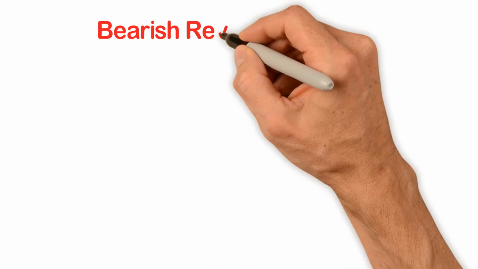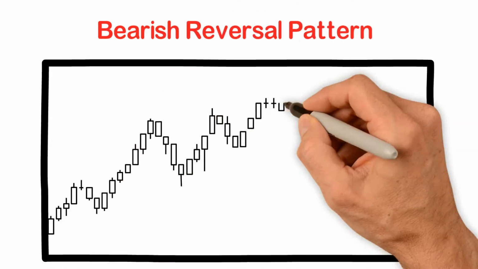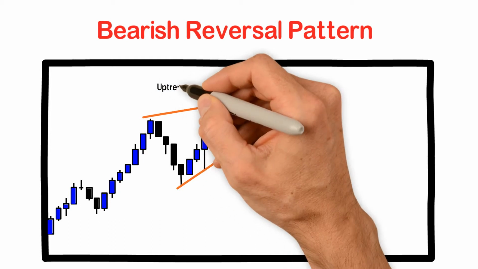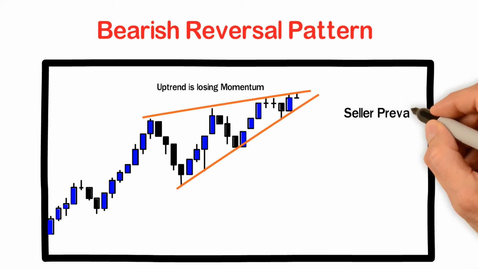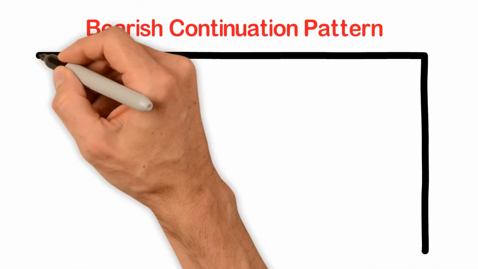The first one is a bearish reversal pattern and looks like this. In an uptrend, the price creates higher highs and higher lows as the buyers are losing steam. The price has lost its momentum and struggles with pushing price significantly higher until the sellers prevail and finally price breaks to the downside. The second variation is a bearish continuation pattern.